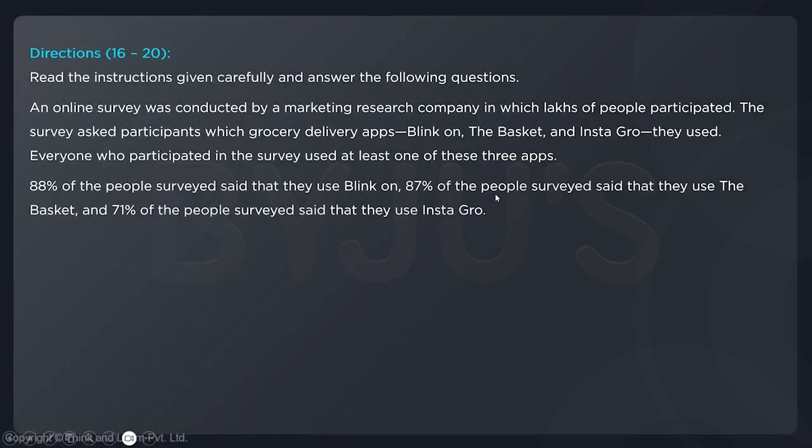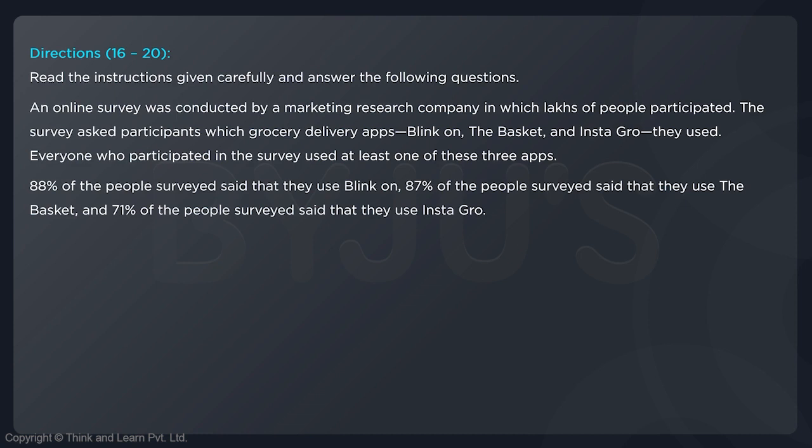At number 4, question number 16 to 20. An online survey was conducted by a marketing research company in which lakhs of people participated. The survey asked participants which grocery delivery apps, Blinkon, The Basket, and Instagrow they used. Everyone who participated in the survey used at least one of these three apps.